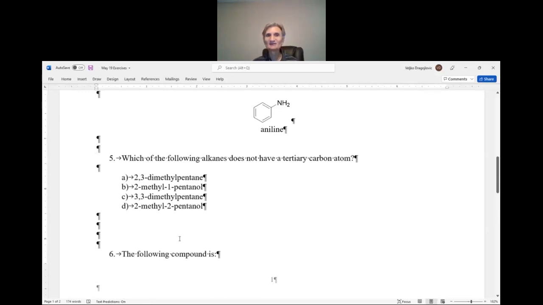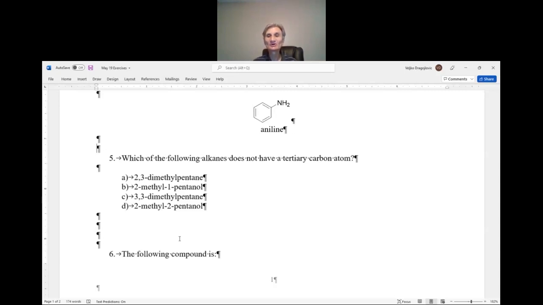Question number 5. Which of the following alkanes does not have a tertiary carbon atom? So you need to know what is primary, secondary, tertiary, quaternary carbon atom. Primary carbon atom is a carbon atom that is bonded to one other carbon atom. Also, a methyl group, where you have a carbon atom that is not bonded to any other carbon atoms, is also considered to be primary. It's a special case, and sometimes we consider it separately and just call it methyl group, separate from primary. But if we group everything together, then methyl and carbon bonded to one other carbon atom is primary.